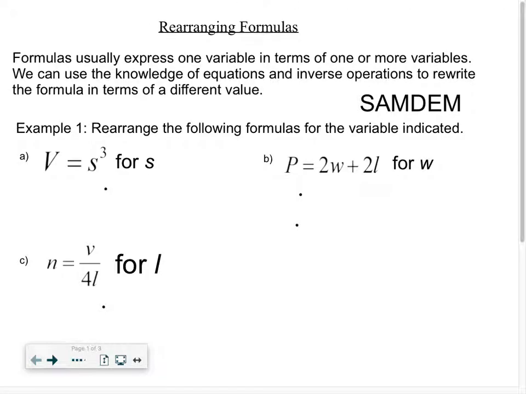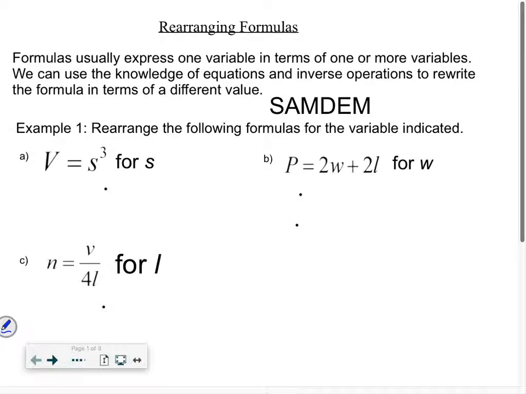Okay, rearranging formulas. Formulas usually express one variable in terms of one or more variables, so we can use this knowledge of equations and inverse operations to rewrite a formula. Remember, you're always using SAMDEV, so the opposite order of BEDMAS, so that should be a B at the end, not an M.